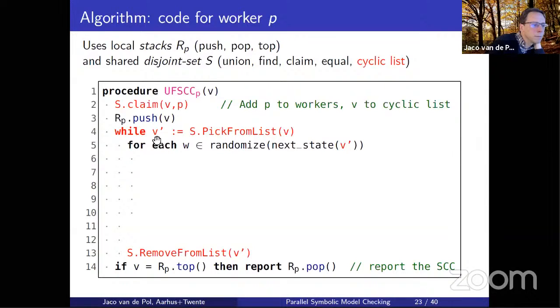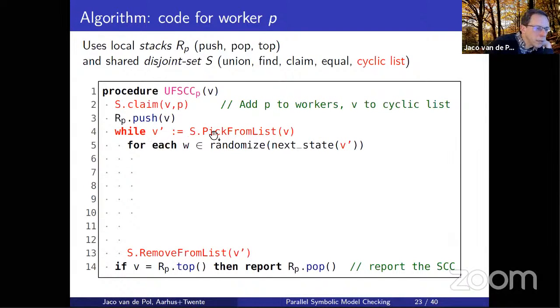And then, normally we would go to the successors of V, but now here is again where this list comes in. So we have a list of things to do regarding V. And what we do is we pick from this list. So we have this cyclic list, and this is the work that we now have to do. And we pick elements from this list until the list is empty.